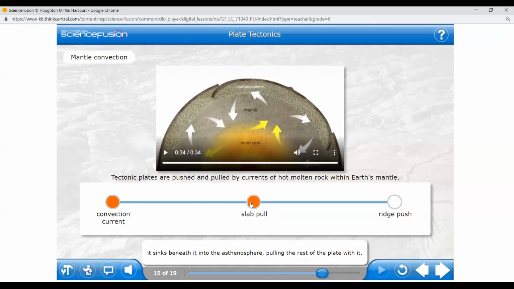Now, girls, what is the major difference between slab pull and convection current? In slab pull, only the first layers of the earth, that is the asthenosphere and lithosphere, are involved. The mantle and its currents are not involved here.